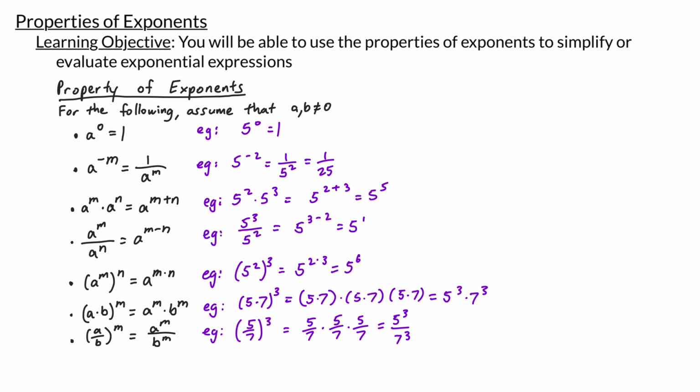The last property of exponents that we'll go over deals with fractional exponents. If I have a to the power of 1 over m, this is the same as the mth root of a. So for example, if we have 8 to the power of 1/3, this is the cube root of 8, which is 2, because 2 multiplied to itself 3 times gives us 8.